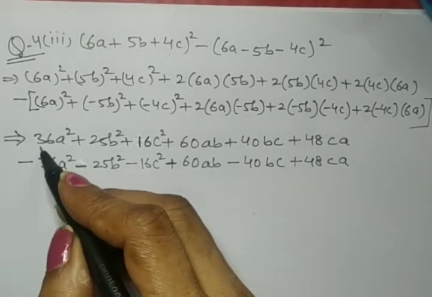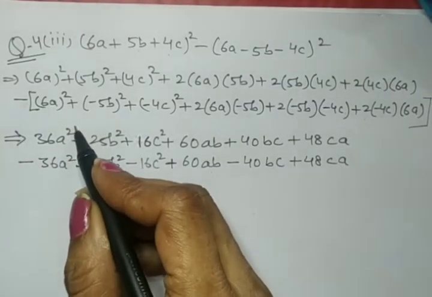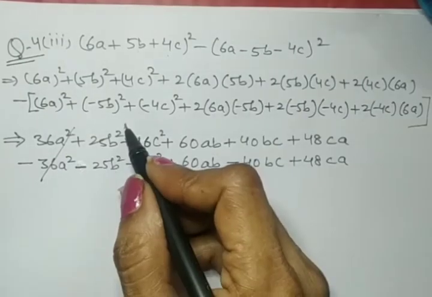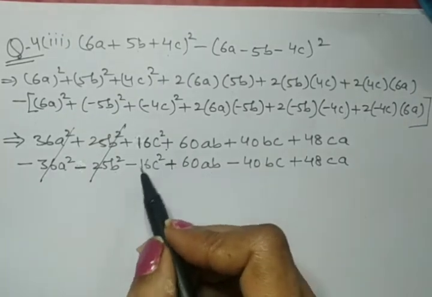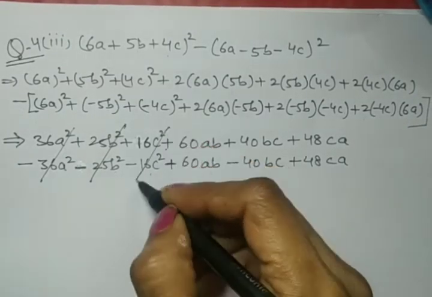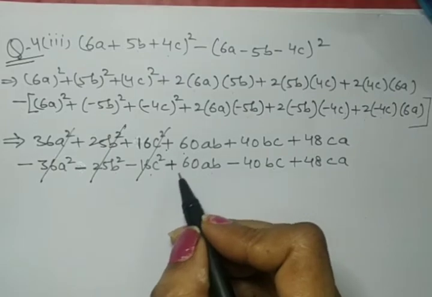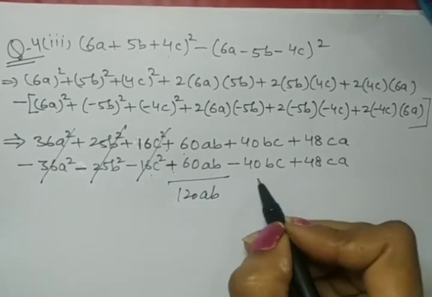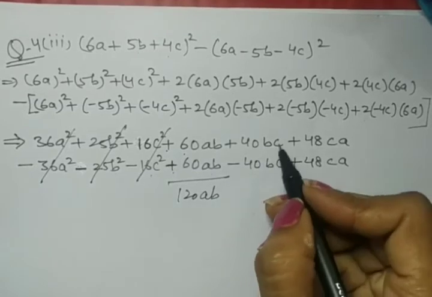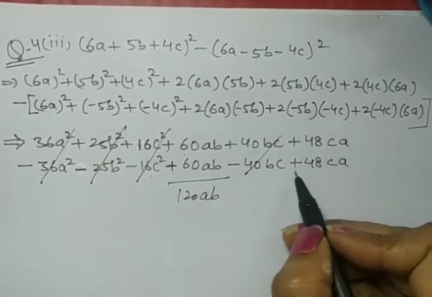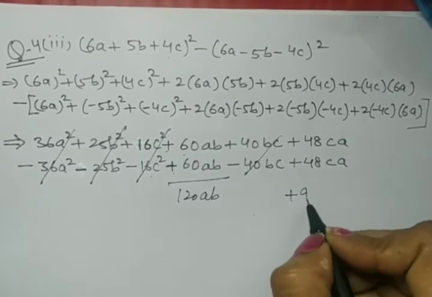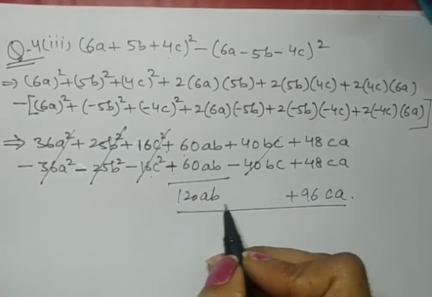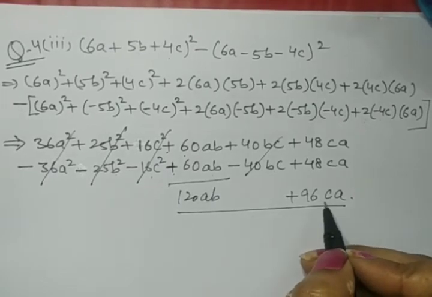Now see, 36a square minus 36a square, cross it. 25b square minus 25b square, cross it. 16c square minus 16c square, cross it. 60ab plus 60ab we get 120ab. 40bc minus 40bc, cross it. 48ca plus 48ca we get 96ca. So this is our answer, that is 120ab plus 96ca.